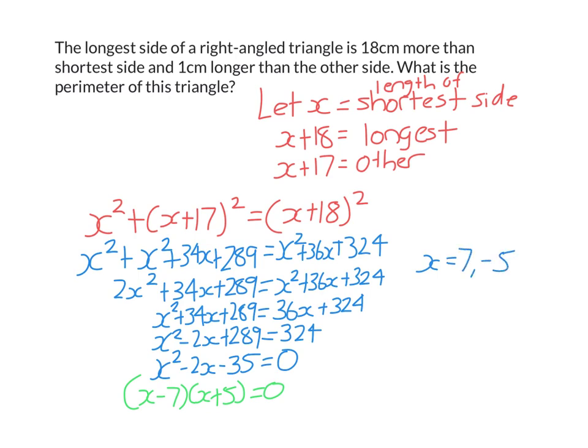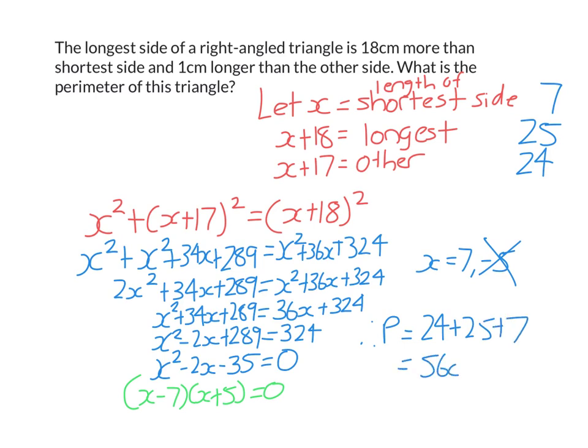But once again, we are talking about lengths, so I've got to disregard the negative answer. So x equals 7, that means the shorter side is 7. That means the longer side is 25, the other side is 24. And that works because 7 squared plus 24 squared equals 25 squared. So therefore, the perimeter, you're just going to add them all up. I know you know how to do perimeter, and of course, it will be 56 centimeters, and we're done.